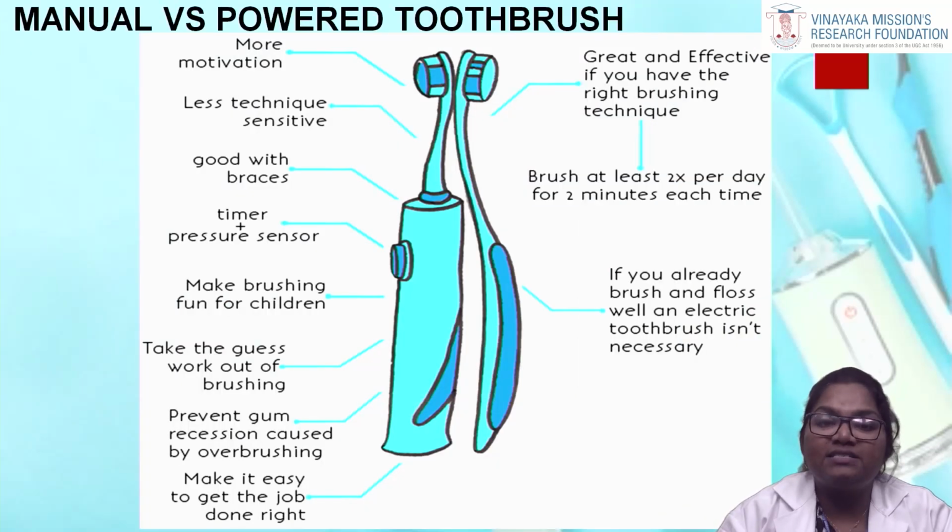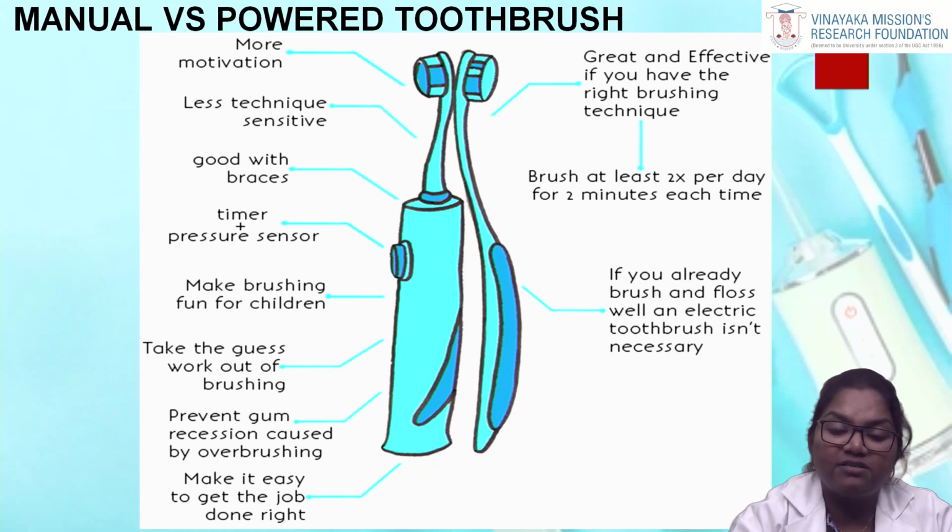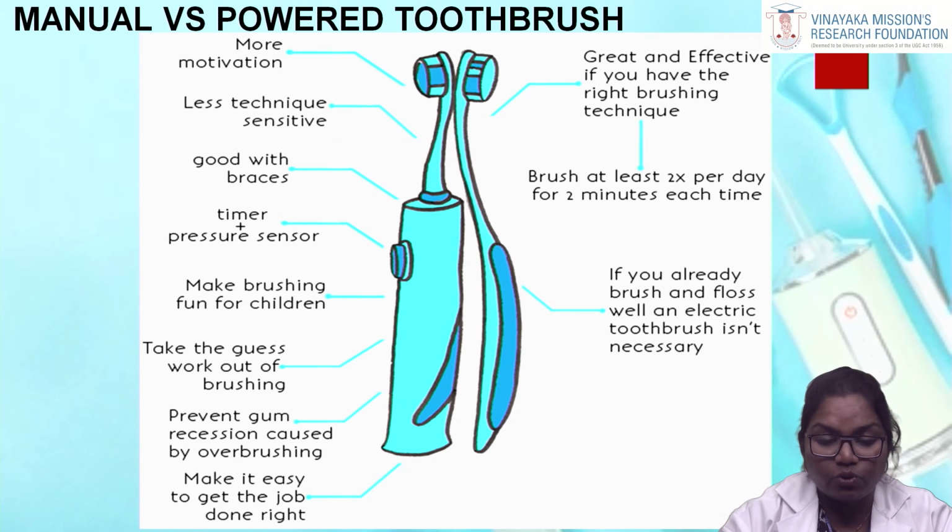Okay, so we'll just summarize the difference between a manual and a power toothbrush. When we move on to the power toothbrush, which is placed on the left side, it is good with braces. A timer plus pressure sensor is there, so it will not wear off your tooth. It makes brushing fun for children. It takes the guesswork out of brushing. It prevents gum recession caused by over brushing, so it makes it easy to get the job done right.